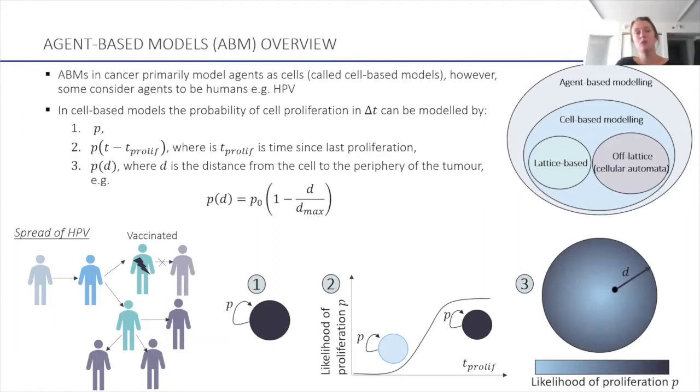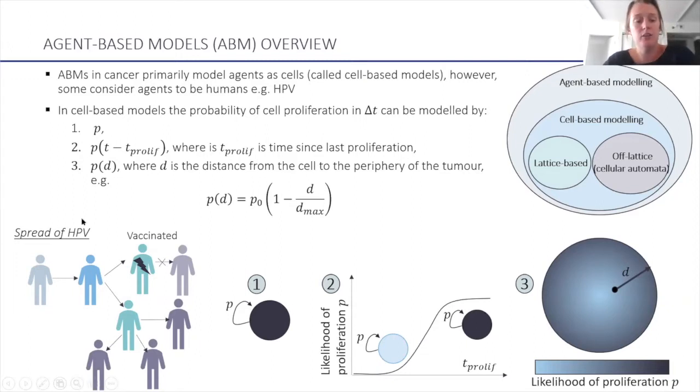So as an overview, agent-based models in cancer primarily consider the agents that they're modeling, so the individuals in the simulation, to be cells. But in saying that, there are models that do consider these agents to be humans. So agent-based models, broadly speaking, model individuals, cells or humans, and their interactions with either proliferation, with probabilities or rates, and that evolution of interactions of the population of agents over time.